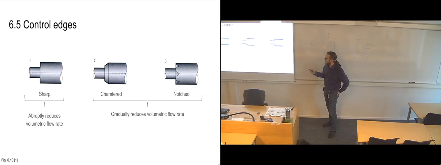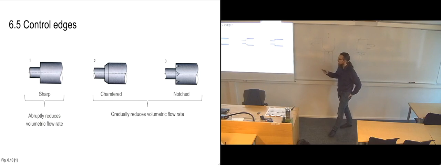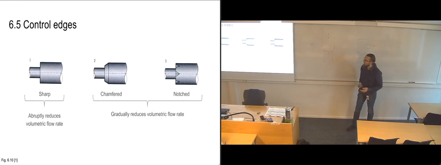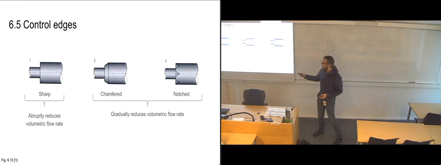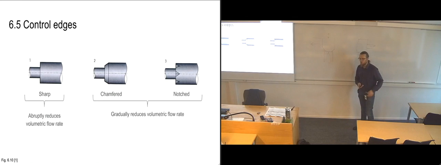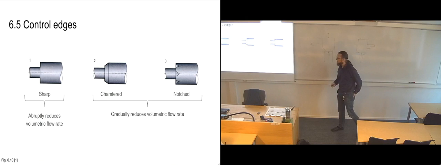So what happens is that as soon as the control edge of the chamber hits the same control edge as the piston has, it's not completely closed off, because all of these notches will allow flow through them for a little while. As the piston continues moving and the control edge of the chamber is moved over to this side of the notches, then it's going to be completely closed off. And the same goes for the chamfered edge. But you will get a gradual reduction in flow rate, so that you don't get this very hard stop that you would get from the sharp one.